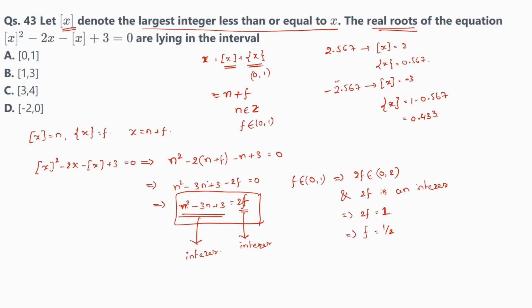Sir, f will also have a closed bracket on 0 now. Why? Sir, the fractional part can be 0. Okay. So what you are saying is 2f can be either 0 or 1. Okay. Very good. So 2f is 0 or 1, that is f is 0 or 1 by 2. So this is the possibility. There are two cases now.